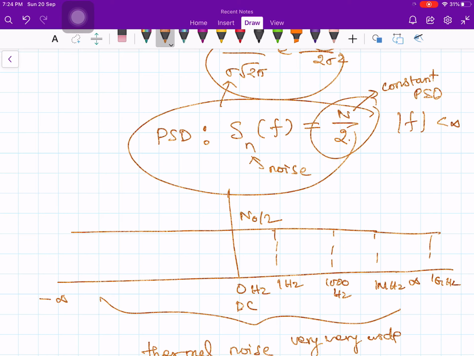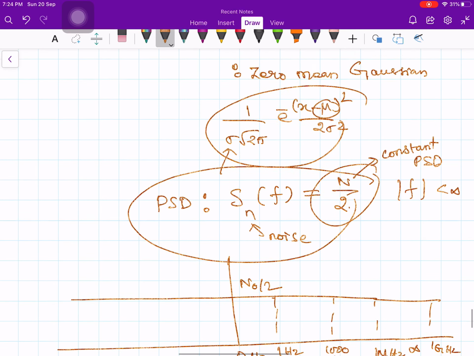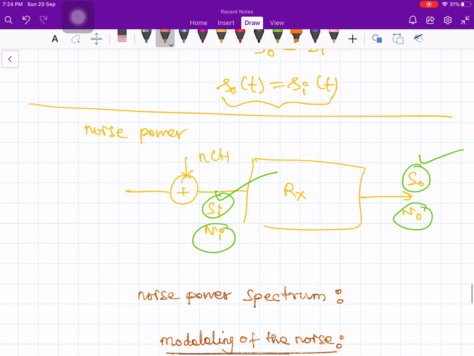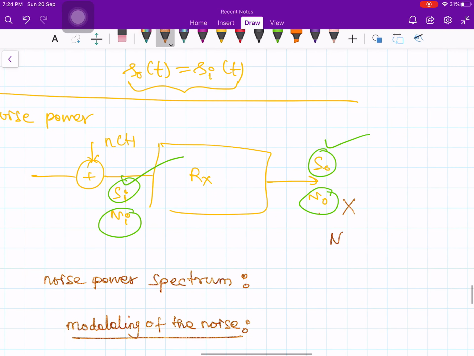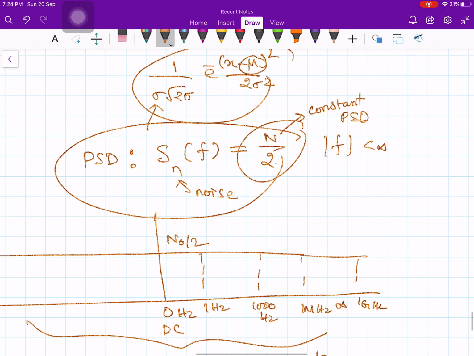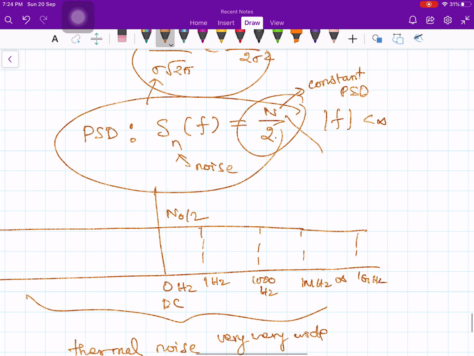Let's say some value N by 2. We already used the notation N naught. What is N naught? N naught is the output noise power, don't confuse. This N naught is different from your N. This N naught is the power, right? Noise power. How do you measure noise power? In watts. Now in this case, what is the unit of this N? It is power density spectrum. Therefore this is watts per hertz.